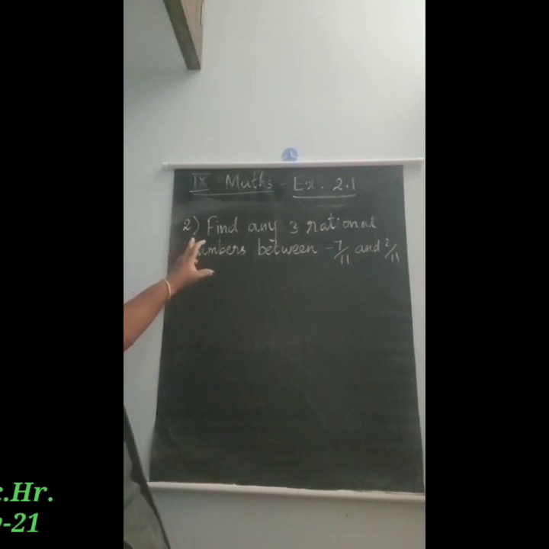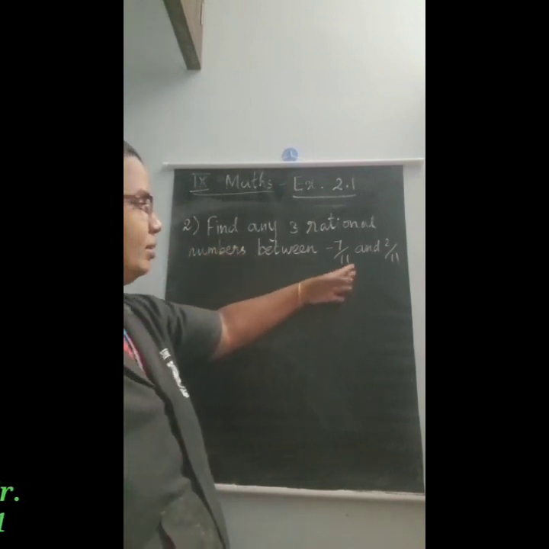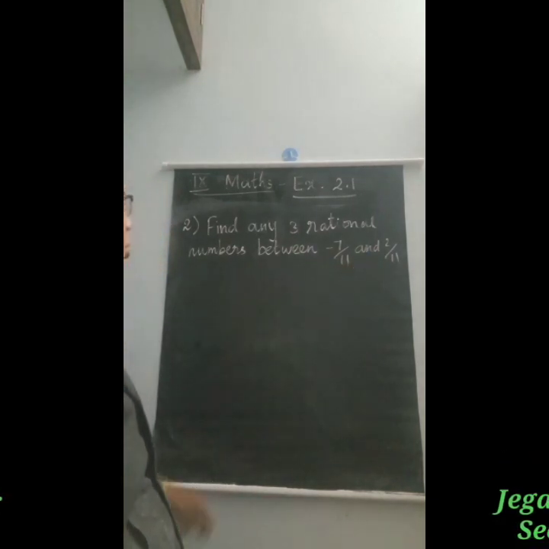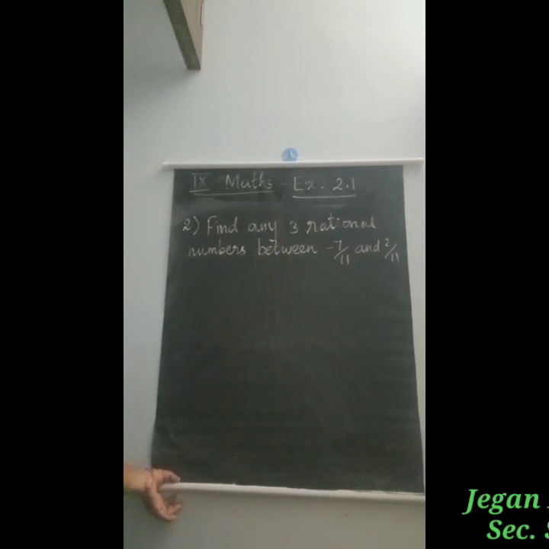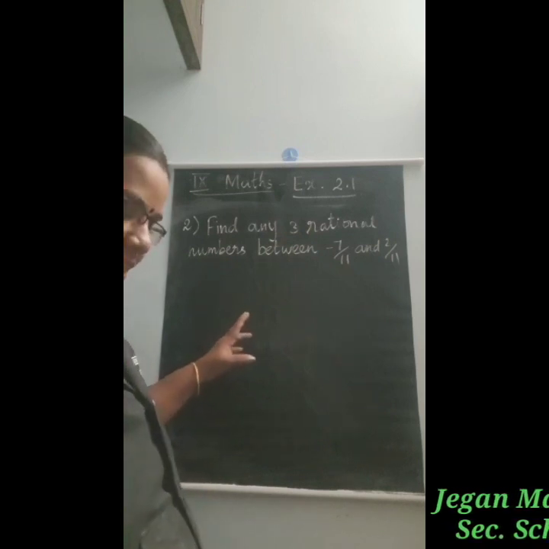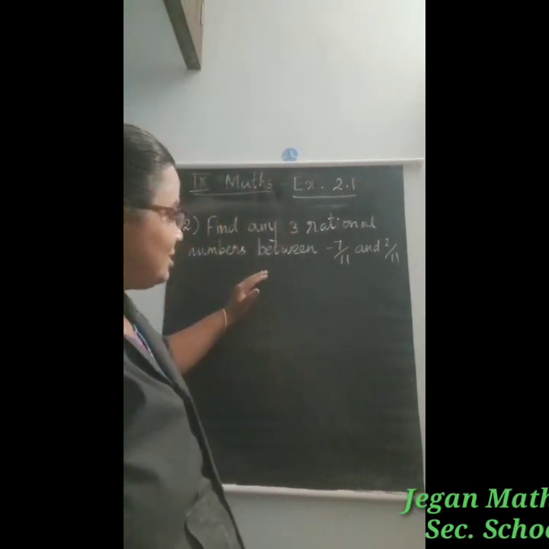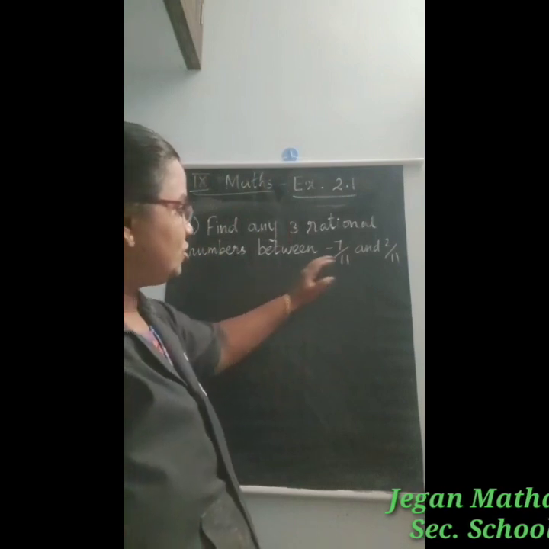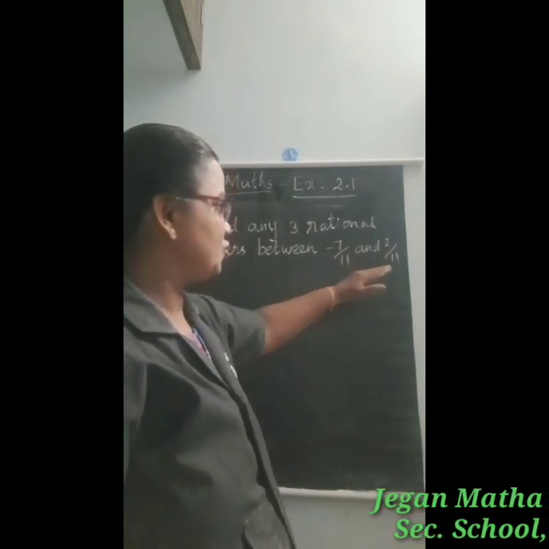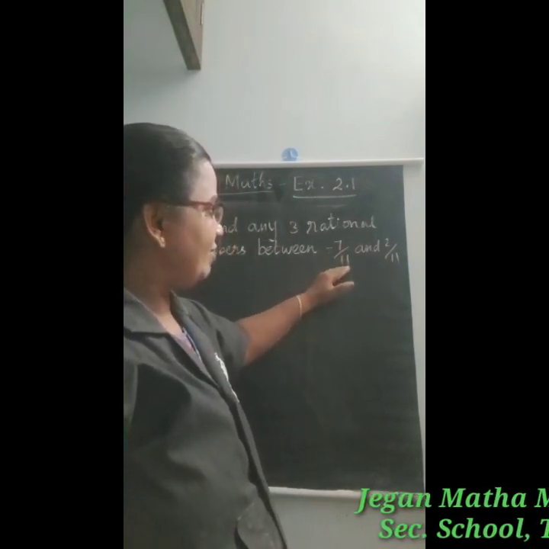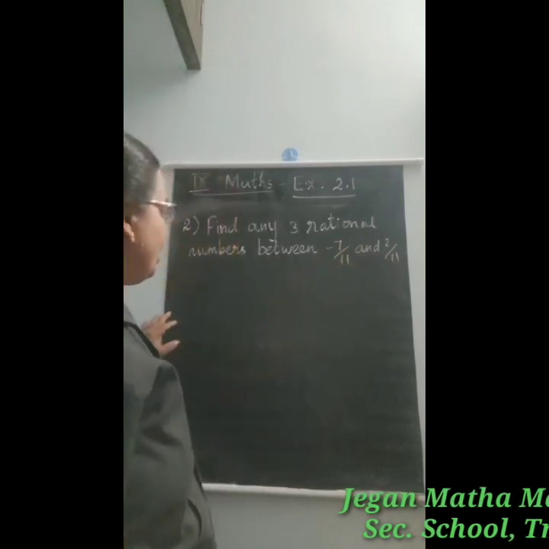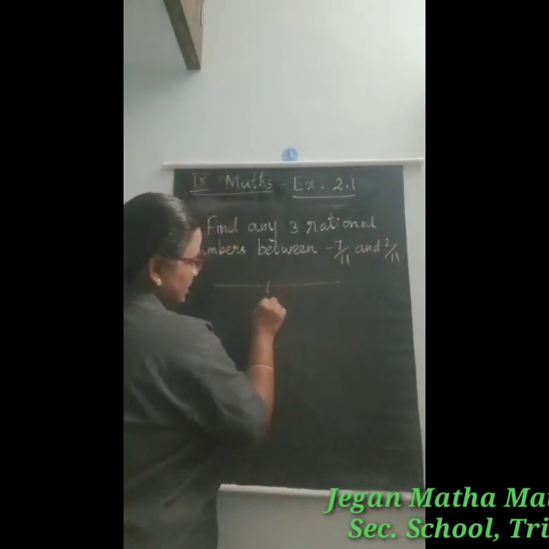Next, let us see the second question. Find any three rational numbers between minus 7 by 11 and 2 by 11. What is a rational number? A rational number is a fraction indicating the quotient of two integers excluding division by 0. So, that is a fraction. So, check whether the denominators are the same. Minus 7 by 11 and 2 by 11. By number line, we will get this is 0.